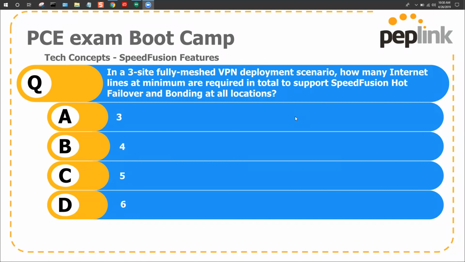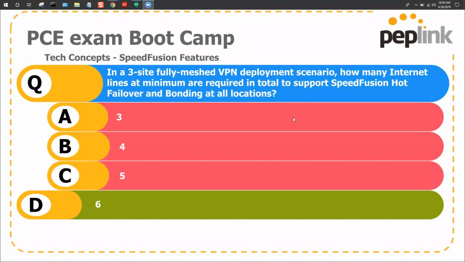All right, a little mental gymnastics for everybody. In a 3-site, fully meshed VPN deployment scenario, how many internet lines minimum are required to support hot failover as well as bandwidth bonding at all locations? 3, 4, 5, or 6? All right. If you typed into the chat 6, you're absolutely right.